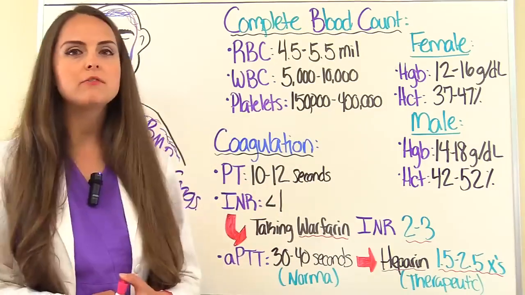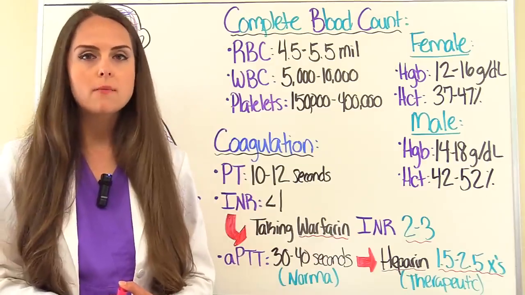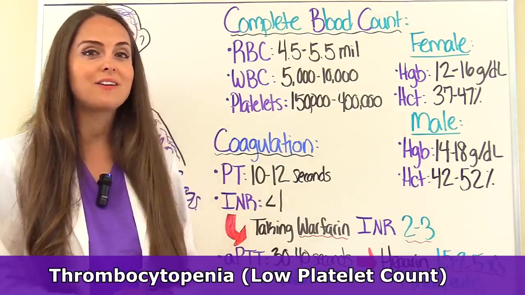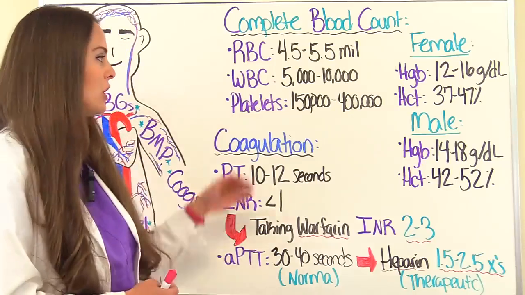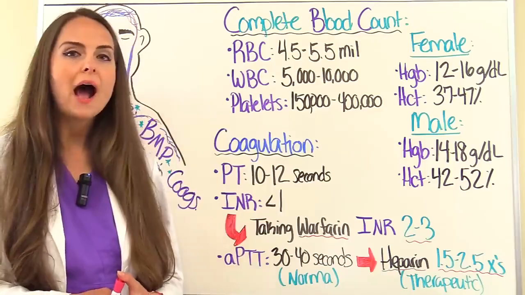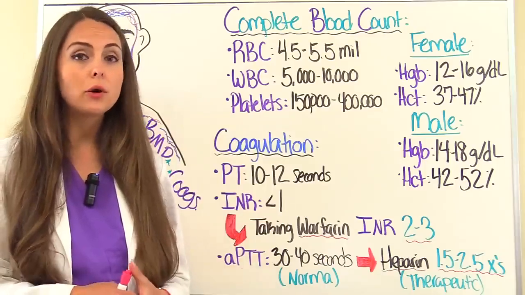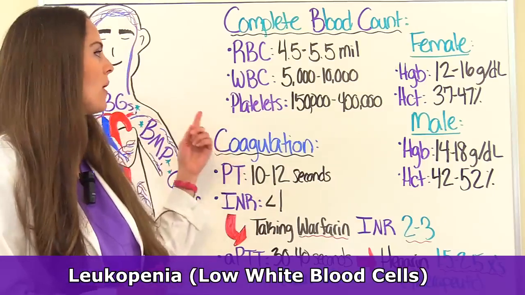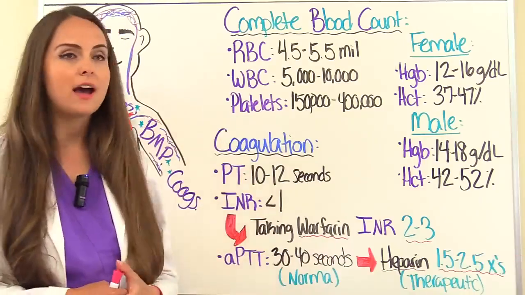Now, some terms you want to be familiar with would be like thrombocytopenia. What is that? That is a low platelet count. So if they say that to you, you know that's going to be less than 150,000. Or how about a patient with leukopenia? That is a low white blood cell count, so a count less than 5,000.